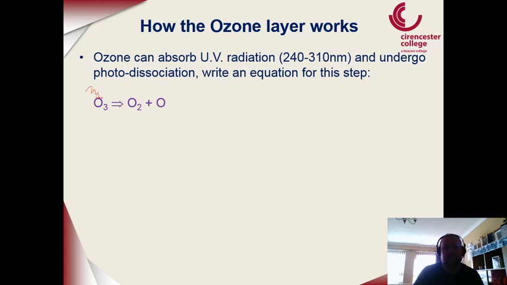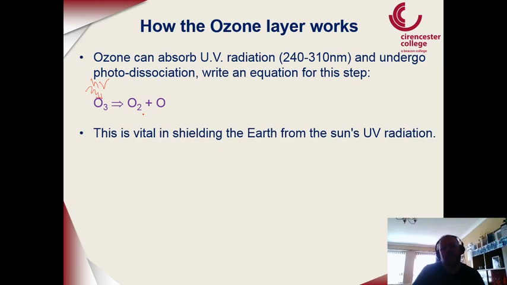So if we have a photon of light hitting our ozone, what will happen is it will split up and become O2 and O. Now, this is really, really important, because as soon as this change occurs, it filters out that photon of light. So if we have lots and lots of ozone in the upper atmosphere, it will filter out the UV light by changing O3 to O2 and O.